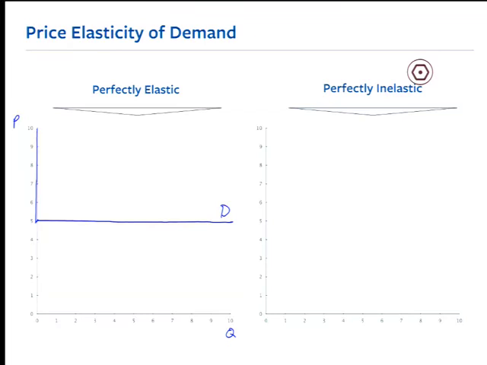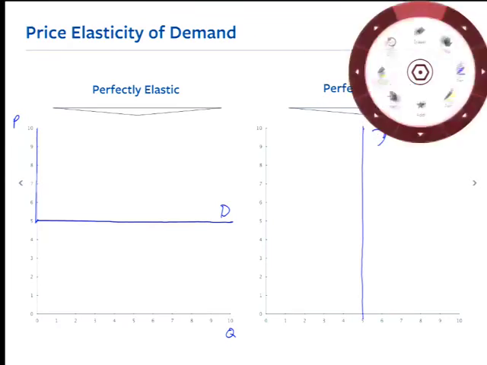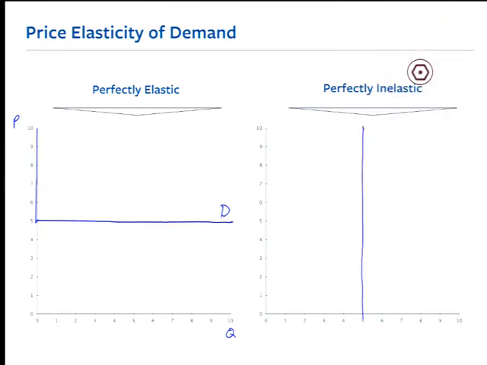So the perfectly inelastic demand curve looks the exact opposite, right? If you need 5 units a day, your demand curve is a straight vertical line at 5 units. So that's perfectly elastic, that's perfectly inelastic, right? Those are the two extremes. Well, what about reality? What about the in-between here?